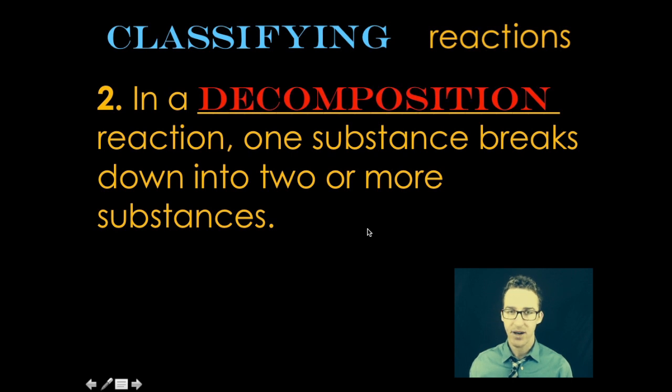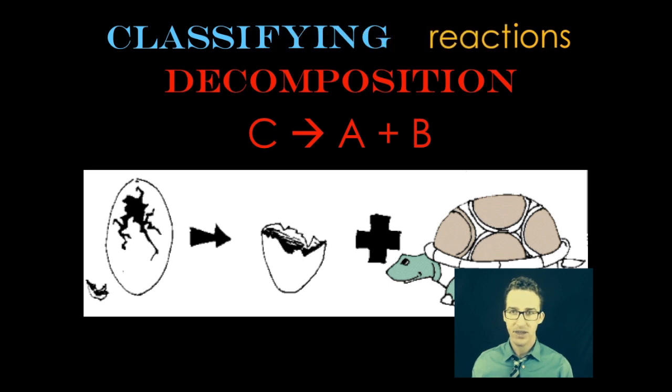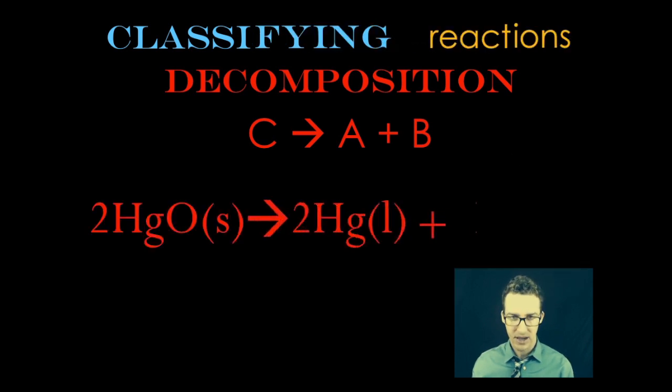Our second type of reaction is going to be a decomposition reaction. In a decomposition, it's sort of the opposite of synthesis, where one substance breaks down into two or more. One way to think of this, again, we start with one thing, in this case, an unhatched egg, and it decomposes or breaks down into the eggshell and the little baby turtle. Decomposition. An example of a decomposition is mercury(II) oxide decomposing into elemental mercury and oxygen gas.